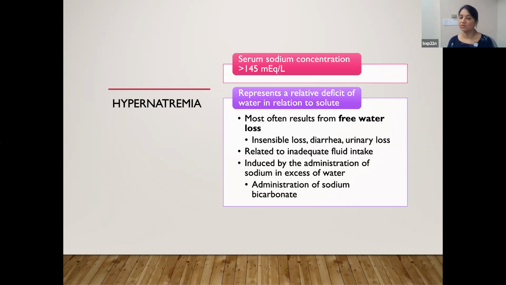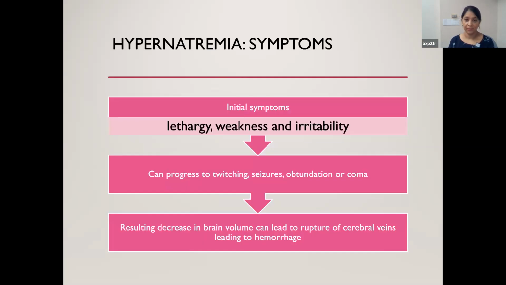And it can happen when they're getting lots of sodium bicarb, like somebody with acidosis, you're giving lots of sodium bicarb, they can also become hypernatremic. Symptoms are the same: lethargy, weakness, some irritability, and can progress to twitching, seizures, obtundation, and coma. That's because the brain is shrinking, with lots of sodium in there, and that can lead to cerebral vein rupture and hemorrhage.